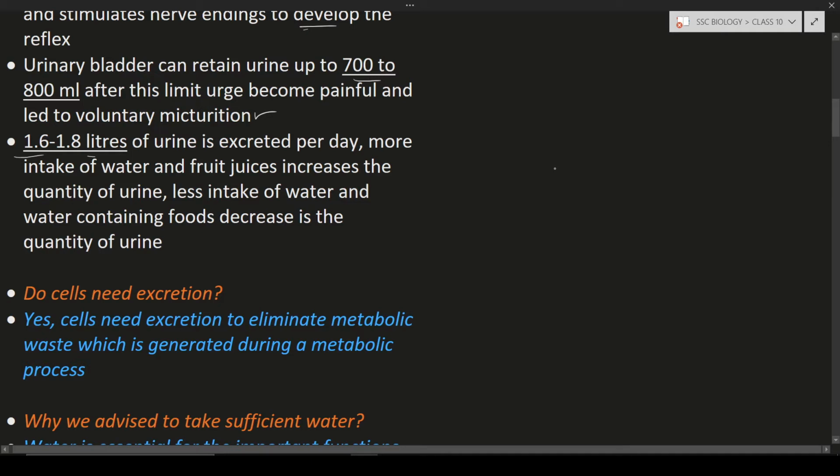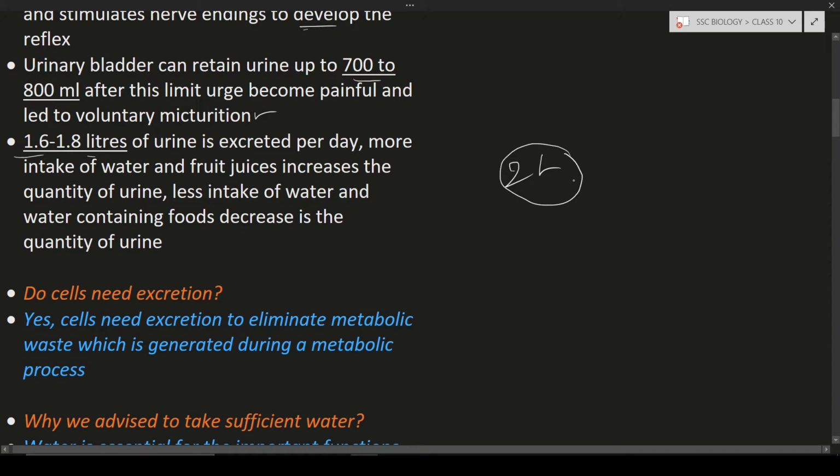It means within the whole day. So the maximum urine capacity is around 1.6 to 1.8, which means you can roughly estimate that 2 liters of urine is excreted per day. That is nothing but 24 hours. Okay, so excretion of 2 liters of urine per day is not constant in every person.